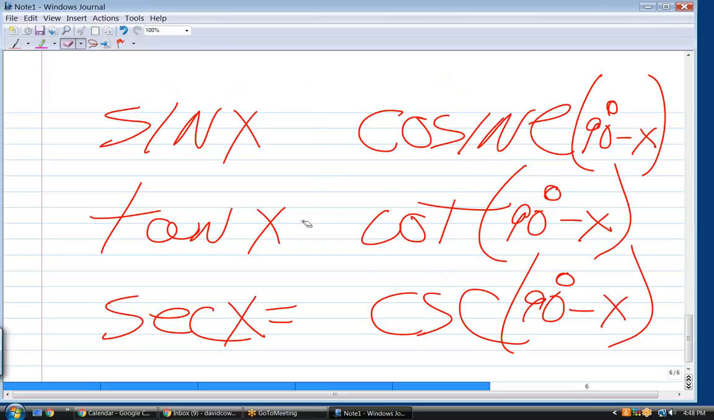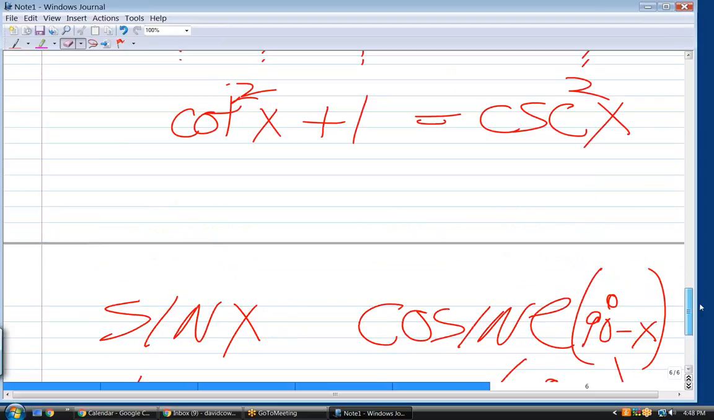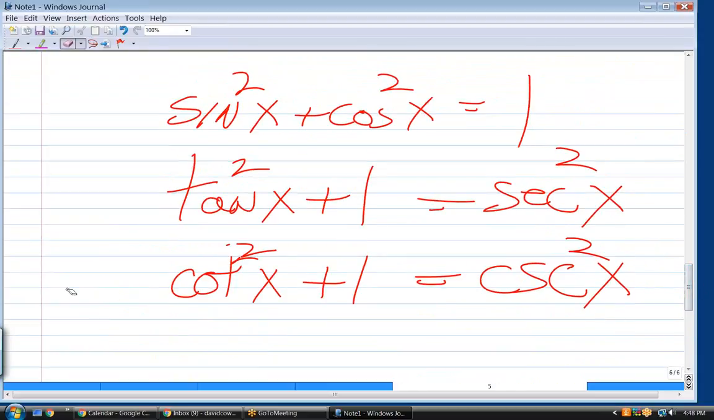The only reason I bring it up is because when you're memorizing your identities, notice that this bottom identity is the cofunction of that and the cofunction of that. In other words, you don't really have to memorize the third one. You just have to memorize that one and that one, and know that the third one is the second one, only with cofunctions in front. All I do is cofunction of that's cotangent, cofunction of that's cosecant. So it makes it easier to memorize.